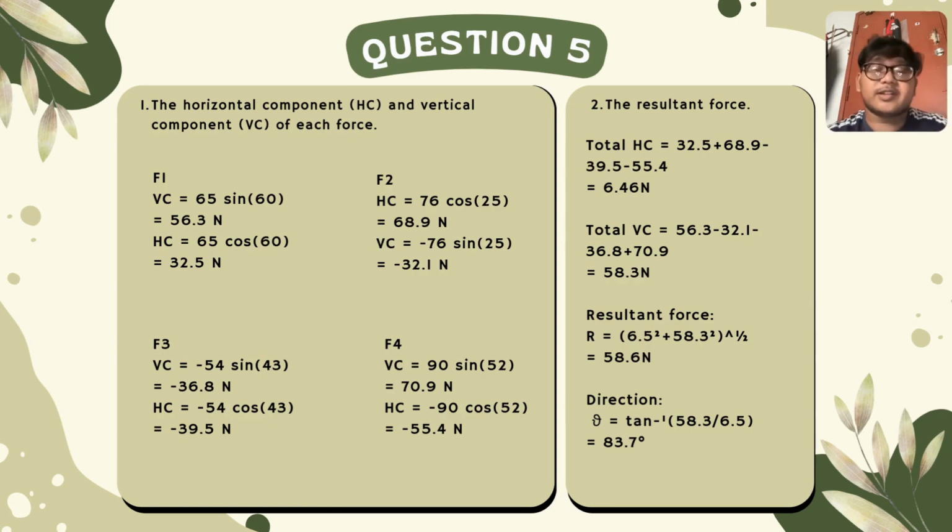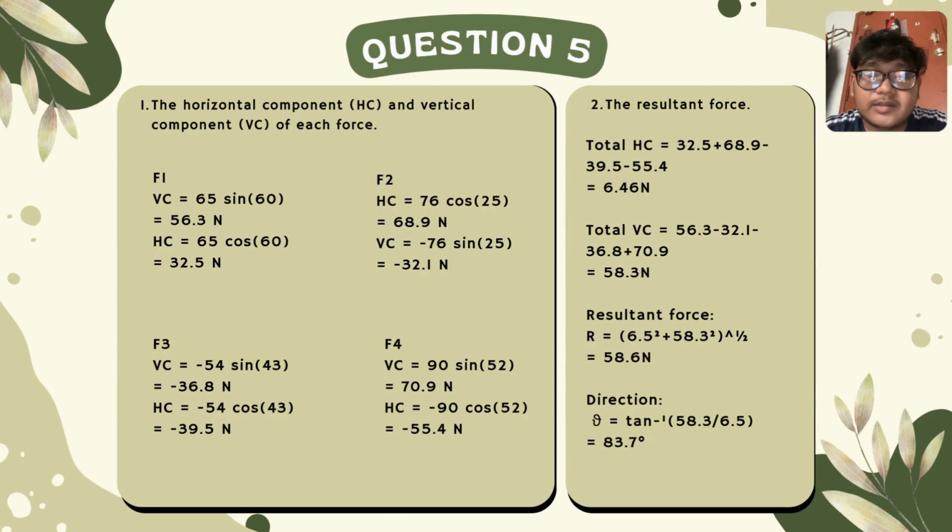For the second part of the fifth question, we need to find the resultant force. To find the resultant force, first we need to find the total horizontal component. To do this, we just sum all of the horizontal components of each force that we calculated, and the value we get is 6.46 Newton.